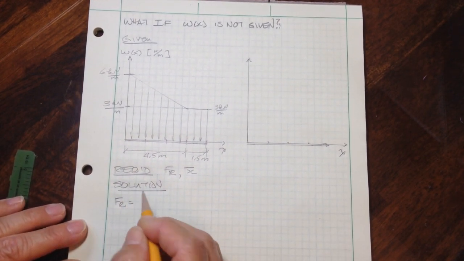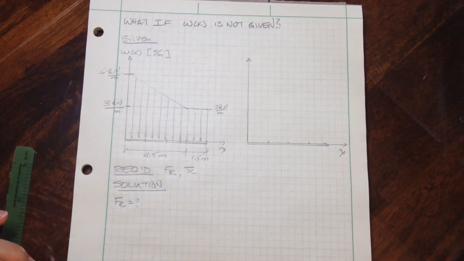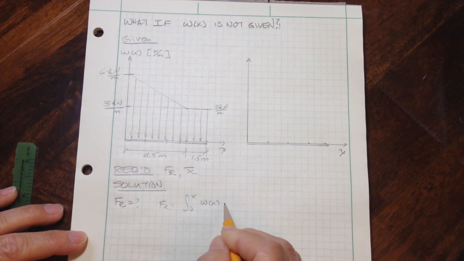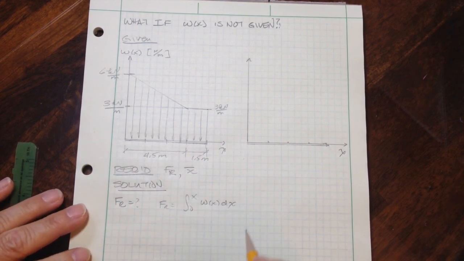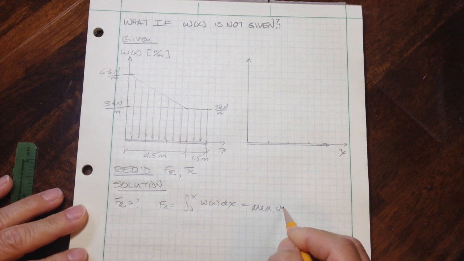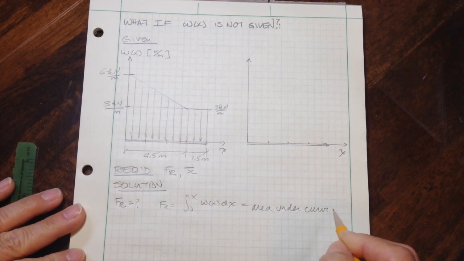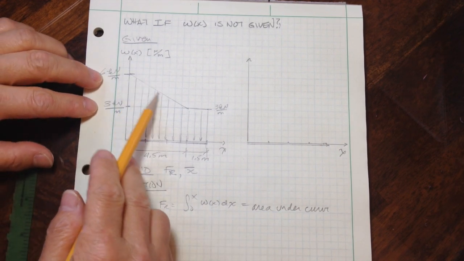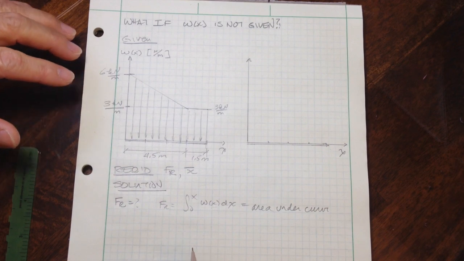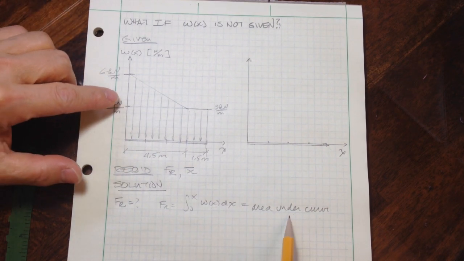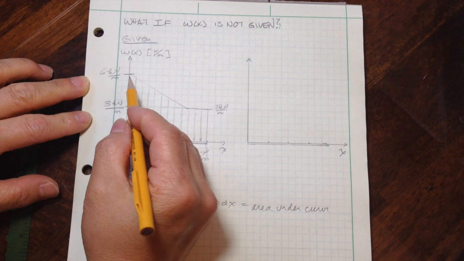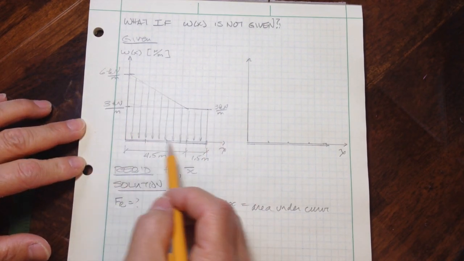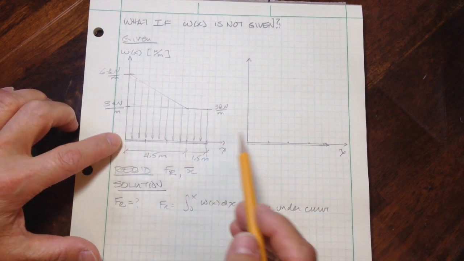So to find the resultant force, we need to know the area under the curve. And we did this in the previous problem. But we're not given this w of x function. But this is really simple because these are basic geometric shapes. And we can find the area under the curve by just taking maybe this triangle and using 1/2 the base times height, taking this rectangle and just multiplying it by the base times height.